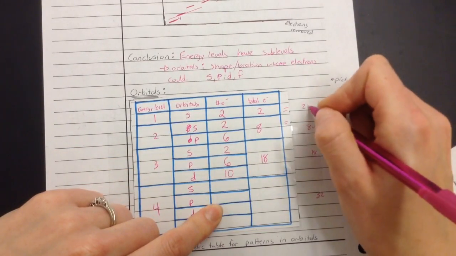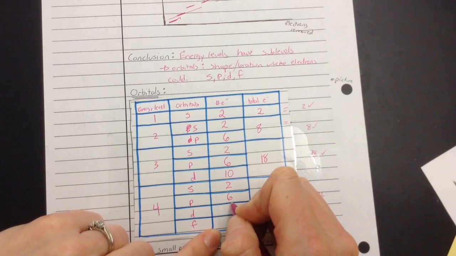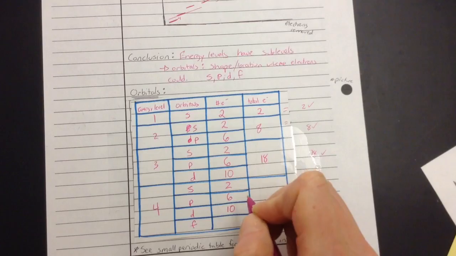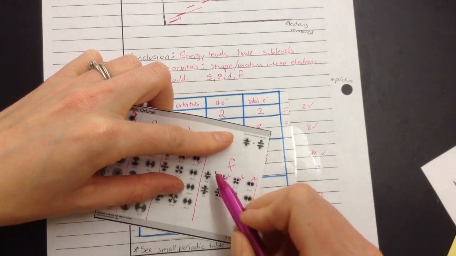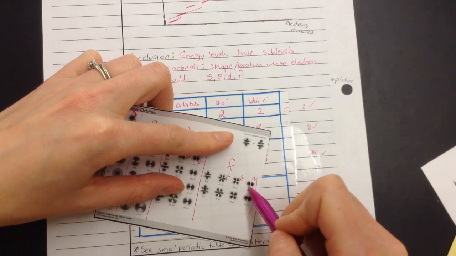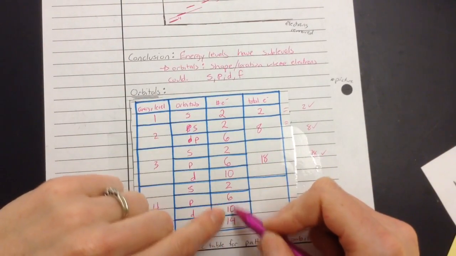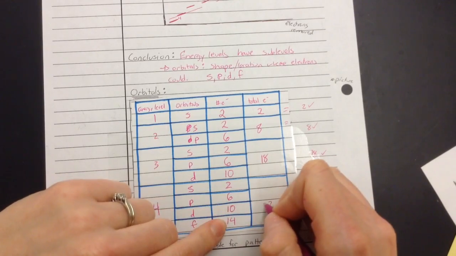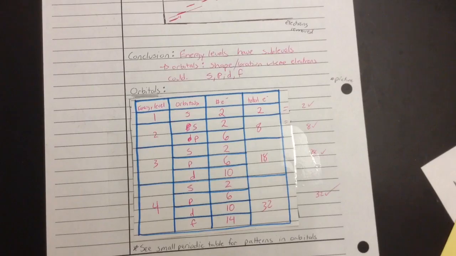S can hold 2, P can hold 6, D can hold 10, and F, we've got times 2 of this, 2 of this, and 2 of this. So we've got 2, 4, 6, 8, 10, 12, 14. So there's 14 electrons there. Add all that up, 14, 10, 6, 2, gives you 32. Hey, look at that. It does work out. So Bohr's model of the atom, turns out, matches what Schrodinger found also.